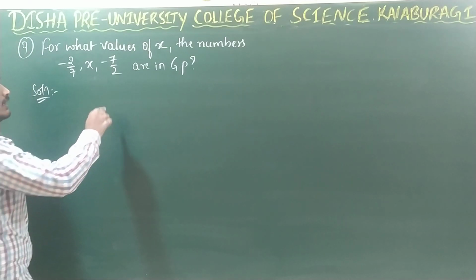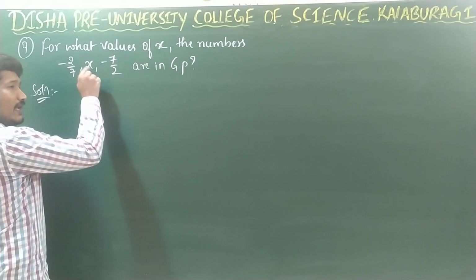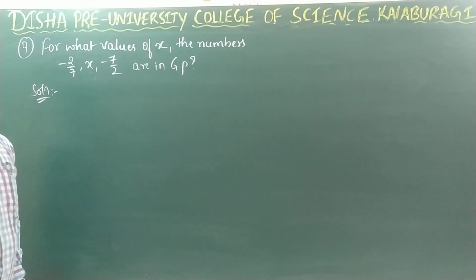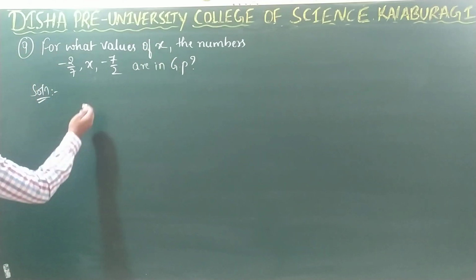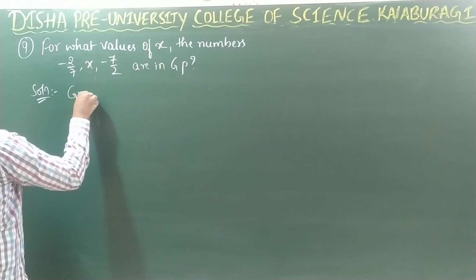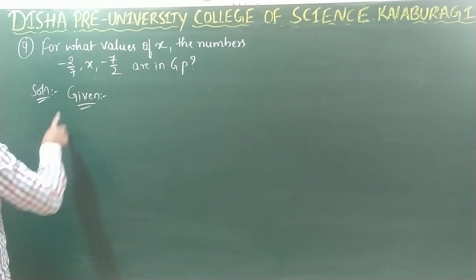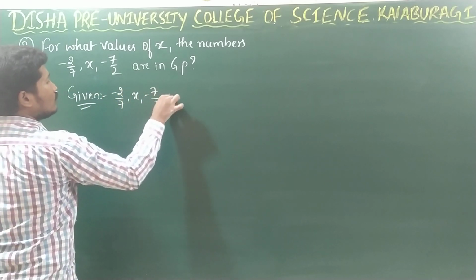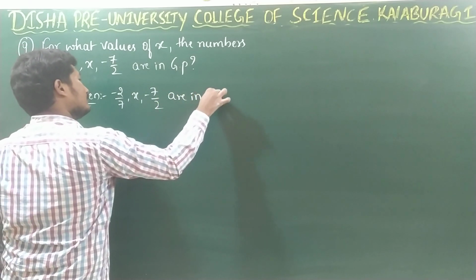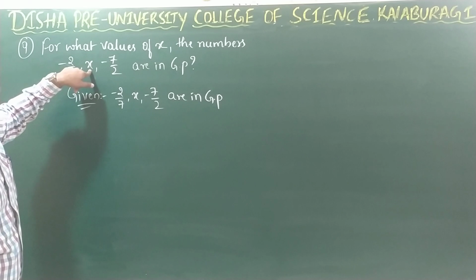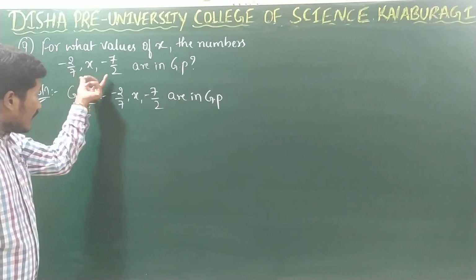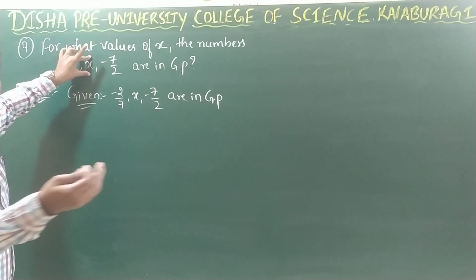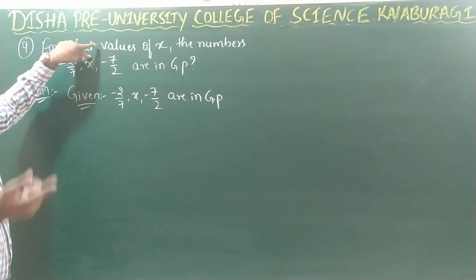So what we have to do here? We have to find the value of x such that these three numbers are in geometric progression. Right? So see. First given. What is that? Minus 2 by 7, x, minus 7 by 2 are in GP. Right? So we have to find out the value of x. These three numbers form a geometric progression. So we have to find out what is the number present here. What is the value of x.